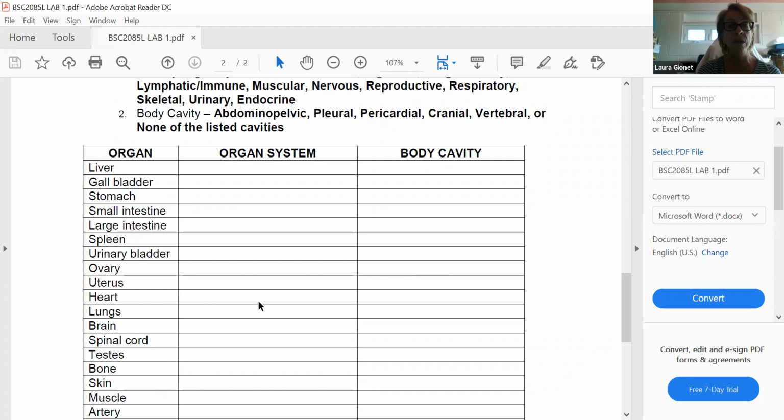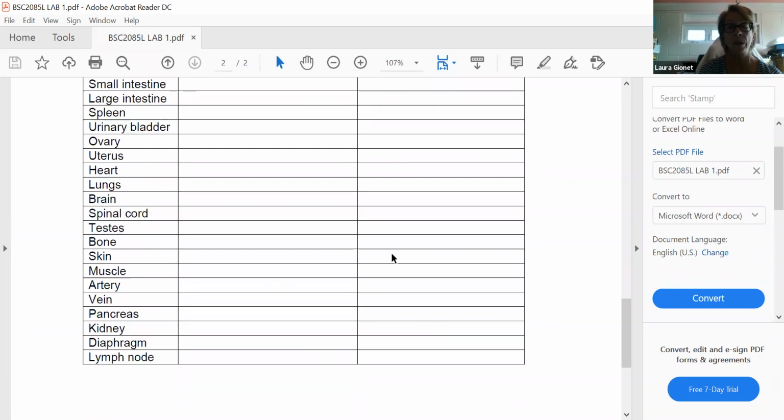The heart, cardiovascular, pericardial cavity. The lungs, respiratory, pleural cavity. The brain, nervous system, cranial cavity. The spinal cord, nervous system, but vertebral cavity. Right, testes, reproductive or reproduction, and body cavity, none. The testes should be outside the body and not contained within the body cavity. Then we have the skin, which is part of the integumentary system, no cavity.